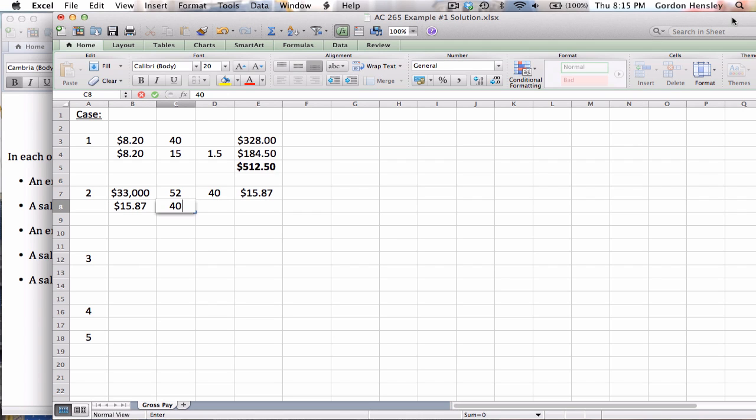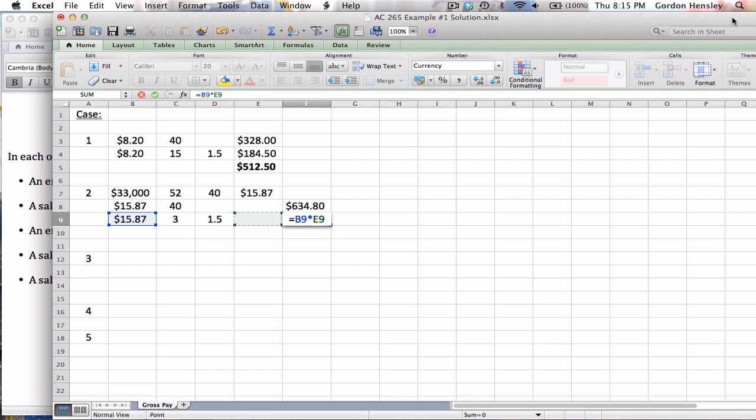They worked 40 hours. In that case, that's going to be $15.87 times 40 hours worked, $634.80 for regular pay. Then I want the $15.87 again. They worked 3 overtime hours. 1.5 is the amount for overtime.